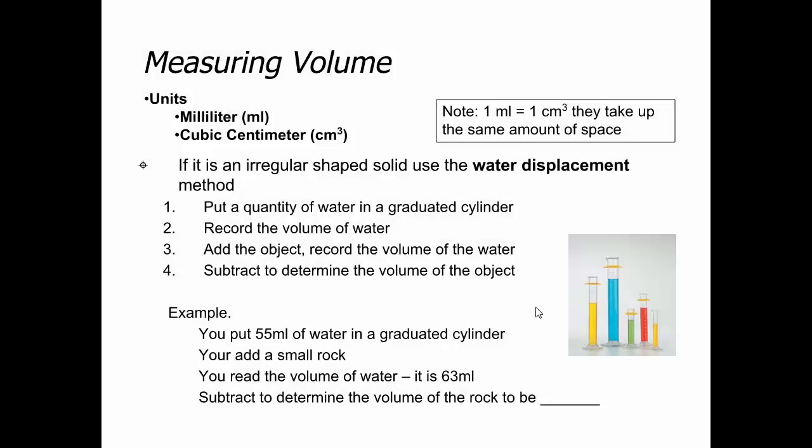The units that we typically use are milliliters and cubic centimeters. We won't often measure things in liters in this class, but you could. And typically we don't use centiliters very often. We don't use that either. So the units we're typically going to use are milliliters or cubic centimeters. And an interesting thing to note is that 1 milliliter is the same as 1 cubic centimeter.